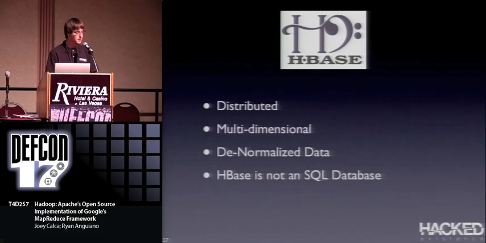HBase is distributed, multi-dimensional. It's denormalized data, so you're not worrying about BCNF or anything like that. You're not trying to strip it down. You just store everything you need with links to anything else everywhere. That's why it's really hard for us to grasp it, because we grew up with relational databases.